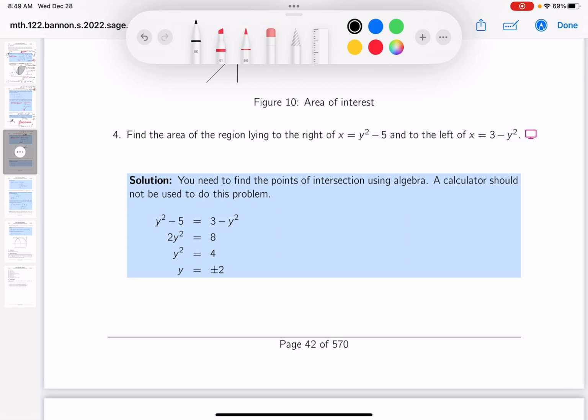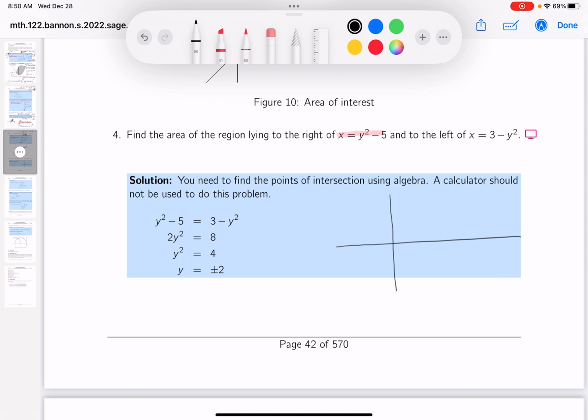Okay, find the area of the region lying to the right of blah, blah, blah, to the left of blah, blah, blah. So what are we going to do? I'm going to graph these out. One thing at a time, by the way, and then I'll try to understand what the language is saying to me. So that's going to be x equals y squared minus 5.